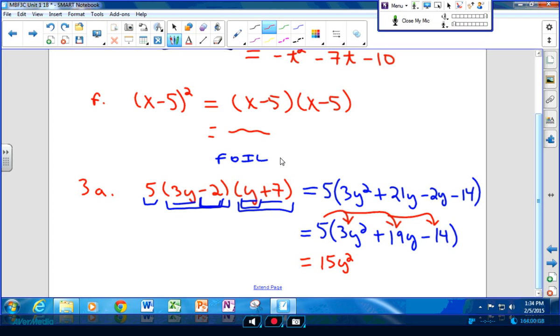Now I'm going to do the middle term, which is plus 19y. Again, they're both positive. Okay. And so I'm going to put a plus sign down here. And now I have 5 times 19, which is 95, and y, right? So it's actually 5 times 19y is 95y.